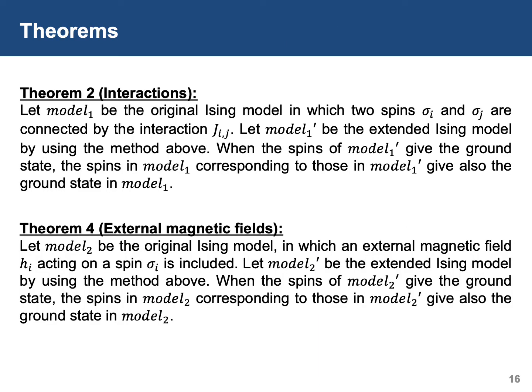Our paper mathematically proves 4 important theorems. 2 of the 4 are shown on this slide. Theorem 2 is a theorem for reducing the bit width of the interaction coefficient. Theorem 4 is a theorem for reducing the bit width of the external magnetic field coefficient. Please refer to the paper if necessary.